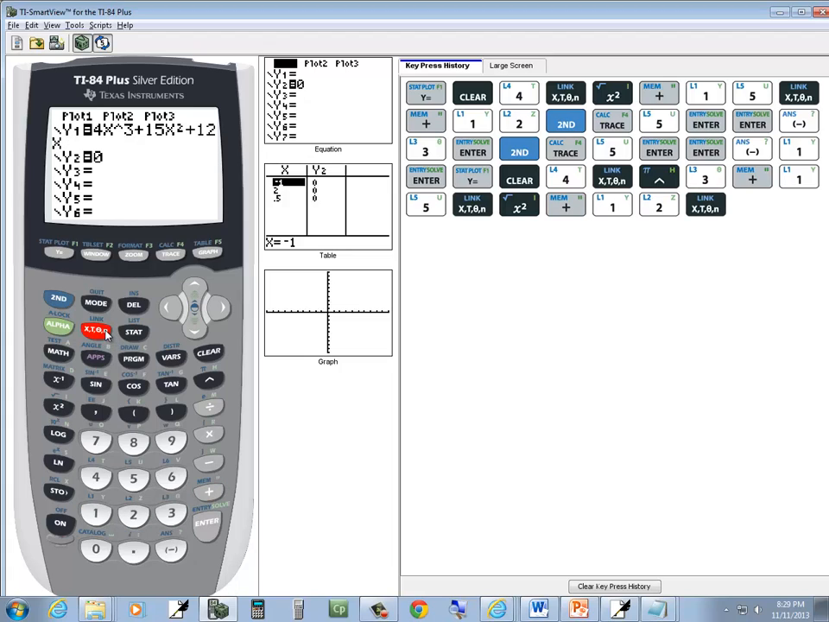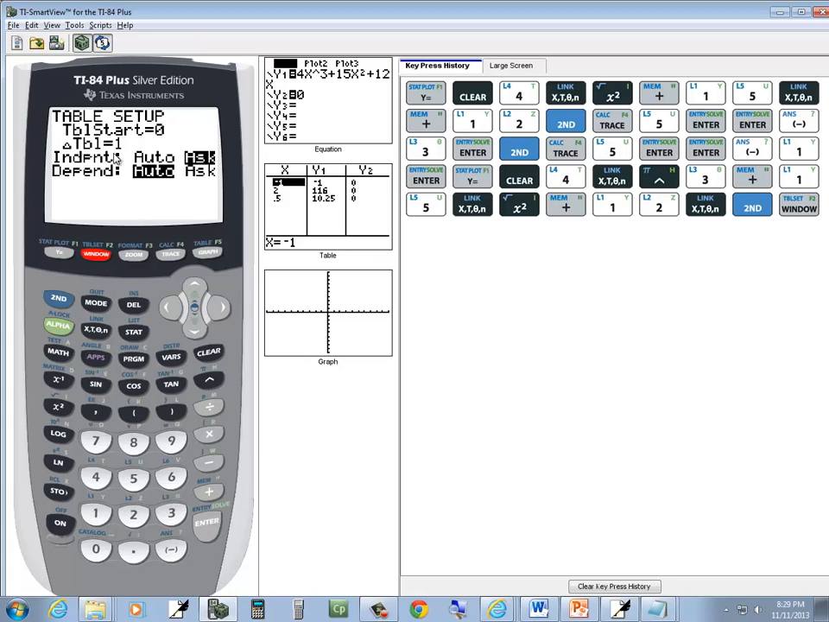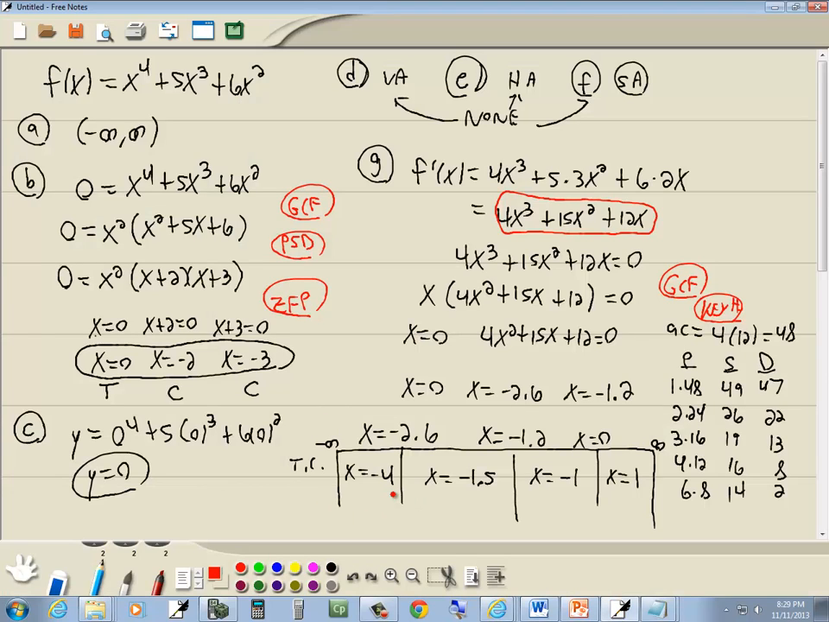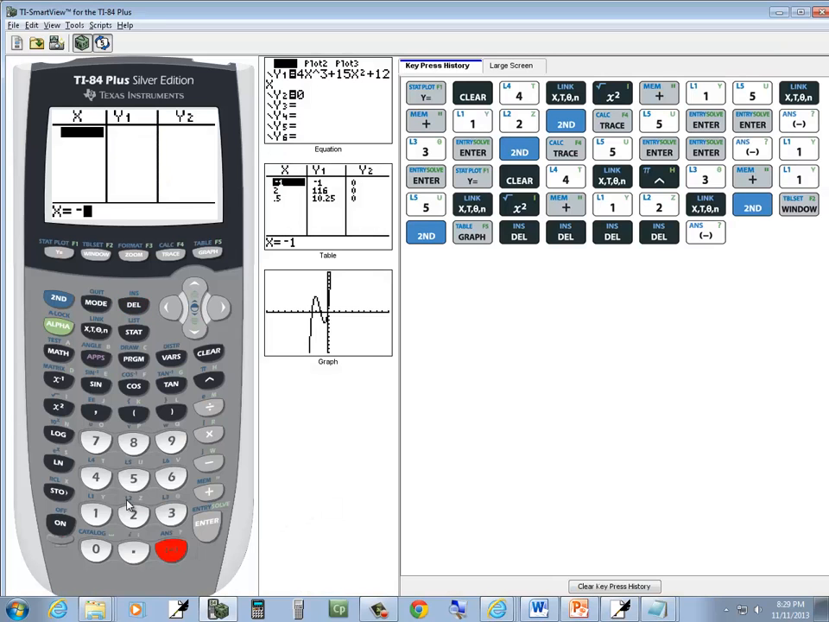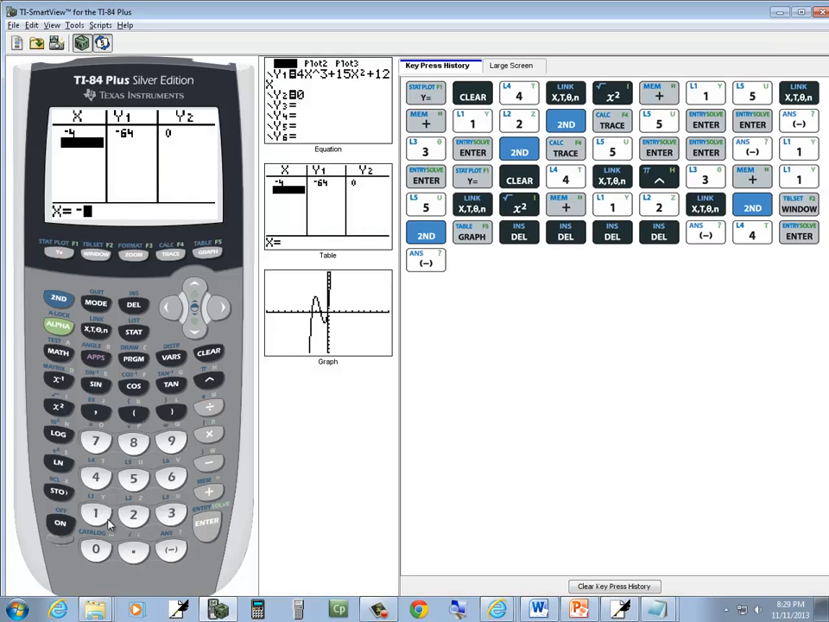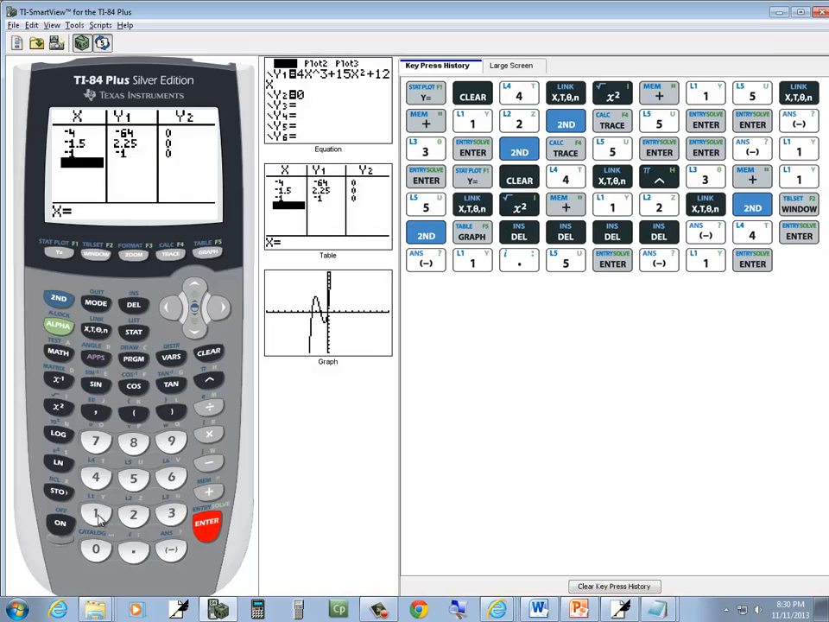Now let's make sure our table's set up correctly. So I'll go into second window for table setup, and you should have independent saying ask. If it doesn't say ask, down arrow to that line, right arrow, and press enter on ask, and it'll select it. Now if we do second graph, go in table mode. I have a few numbers from previous problem, and clean those out. We want to plug in our test cases. So we got -4, enter, -1.5, enter, -1, enter, 1, enter.